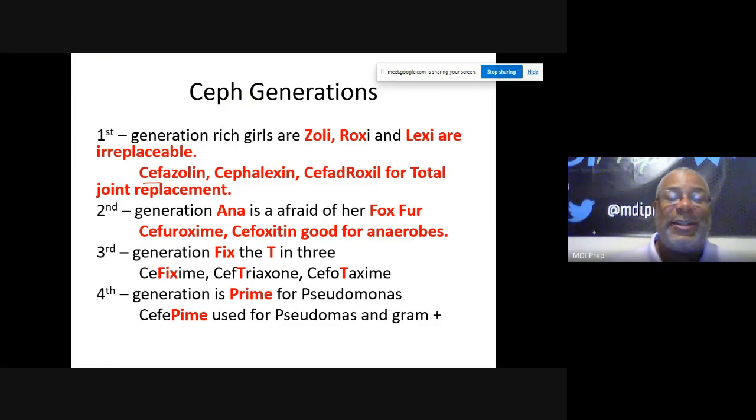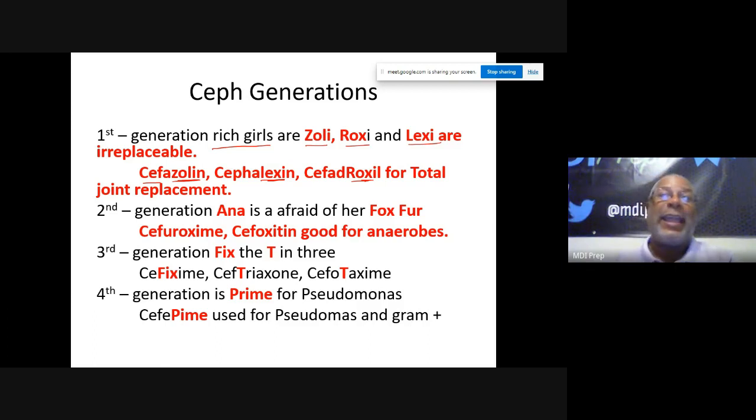Okay? So let's talk about these. The first generation cephalosporins are the rich girls. These are the girls from Hollywood, California. These are sisters. Their names are Zoli, Roxy, and Lexi. They're the rich girls, and they're irreplaceable. So what do I mean by that? Cefazolin, that's Zoli. Cephalexin, that's Lexi. And cefadroxil, that's Roxy. Those are your first generation cephalosporins.